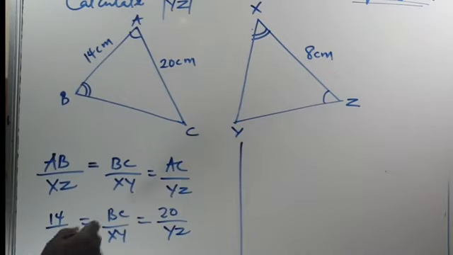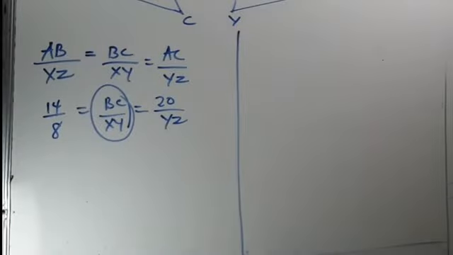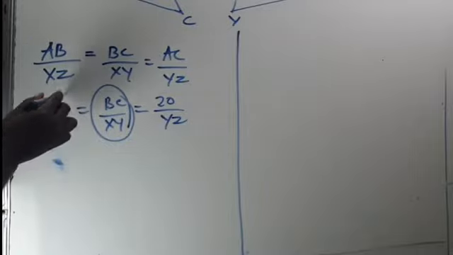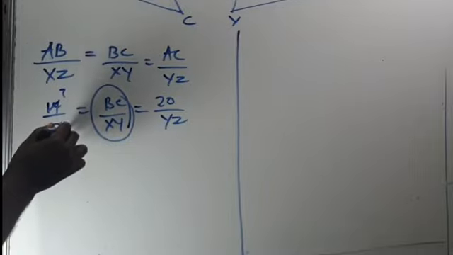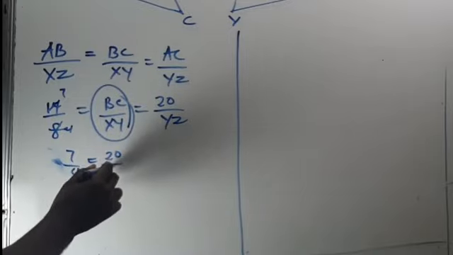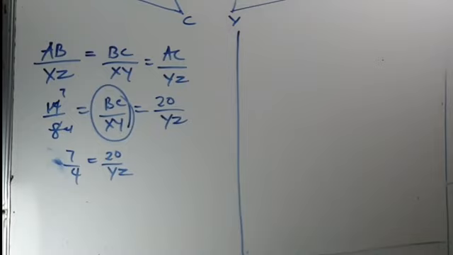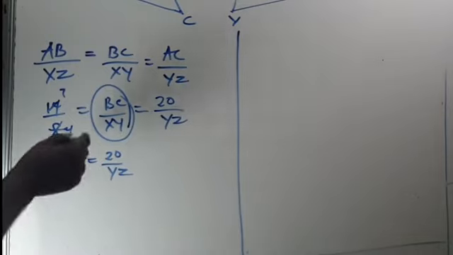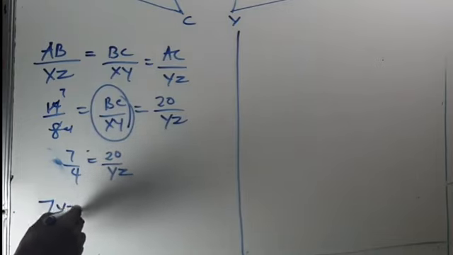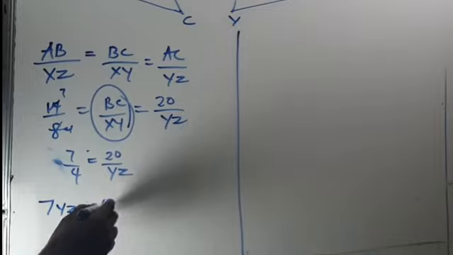Since we don't know the values of BC and XY, we don't need those. We combine the ones that are complete, and that is 14 over 8. I can reduce this to lowest terms. 2 can divide this: 2 here gives 7, 2 here gives 4. So I can have 7 divided by 4 equals 20 divided by YZ. What I'm looking for is YZ, so I can cross multiply. When I cross multiply, I'll have 7 YZ equals 4 times 20, that is 80.